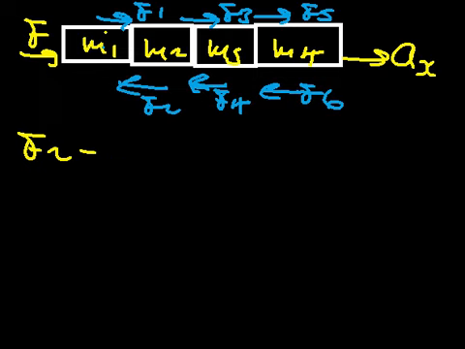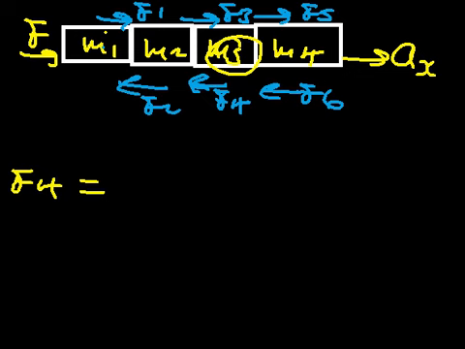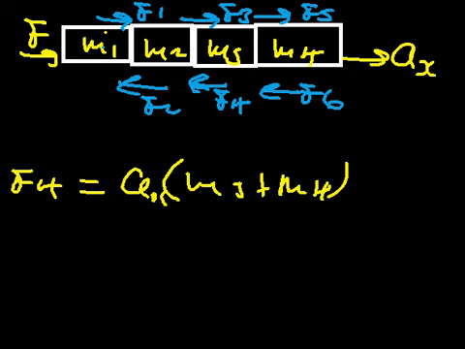Now how about the contact force between mass 2 and mass 3? The contact force will be the reaction force, which is F4, and it will be due to the influence of mass 3 as well as mass 4. So we have it as the acceleration a_x times mass 3 plus mass 4. Keep that in mind.